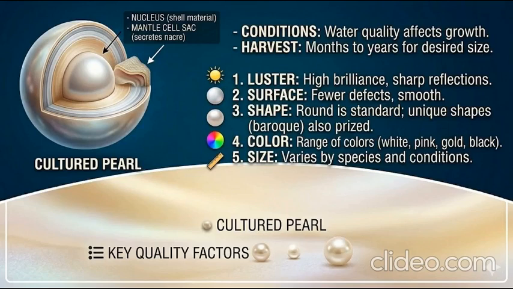The third factor is shape. Perfectly round pearls are usually the most expensive. However, irregular shapes are also highly prized for unique jewelry designs. The fourth factor is color. Pearls occur in a variety of colors including white, cream, pink, silver, gold, and black. Different species produce different colors. The fifth factor is size. Larger pearls generally command higher prices because they require more time and resources to produce.